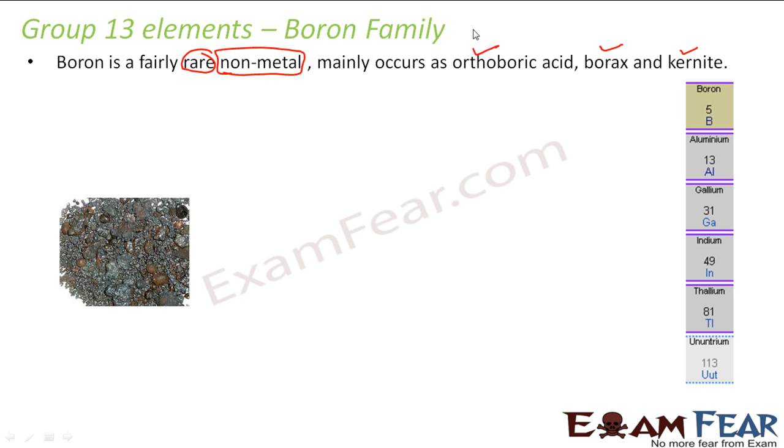So the formula for orthoboric acid will be H3BO3. We'll study more of this in the next few slides. We'll also study more of borax, Na2B4O7.10H2O, and carbamide will be Na2B4O7, instead of 10 it will be 4H2O. So these are the various compounds of boron where it exists: orthoboric acid or boric acid, borax and carbamide.